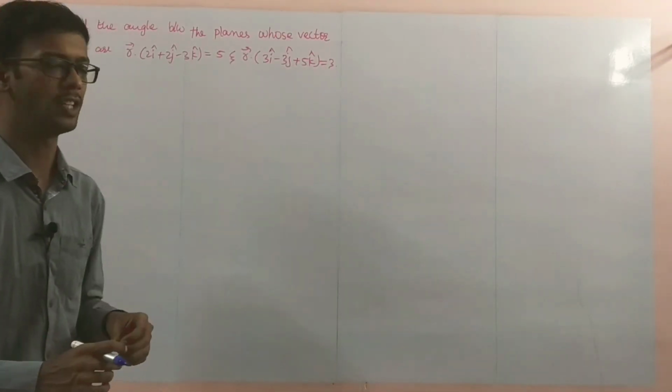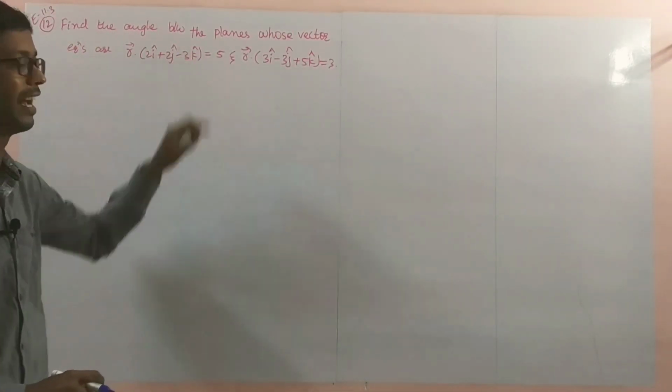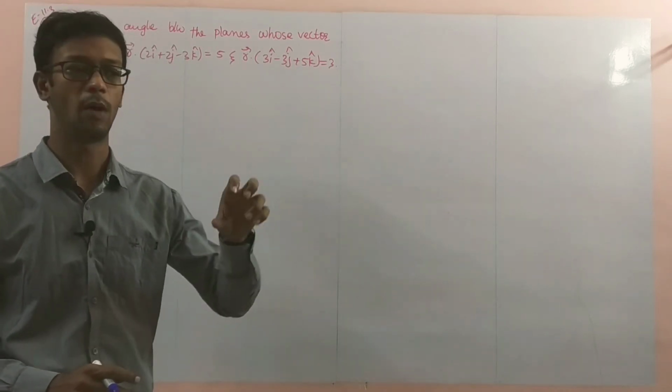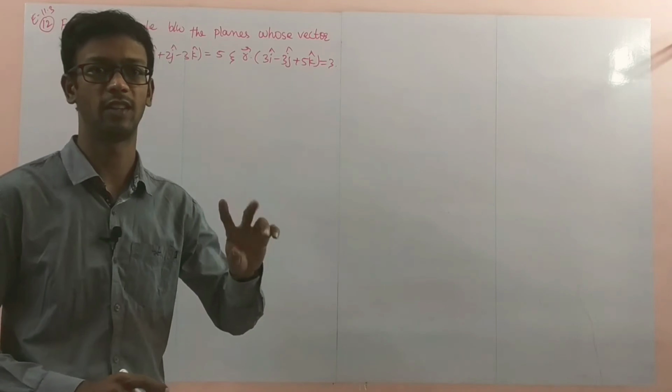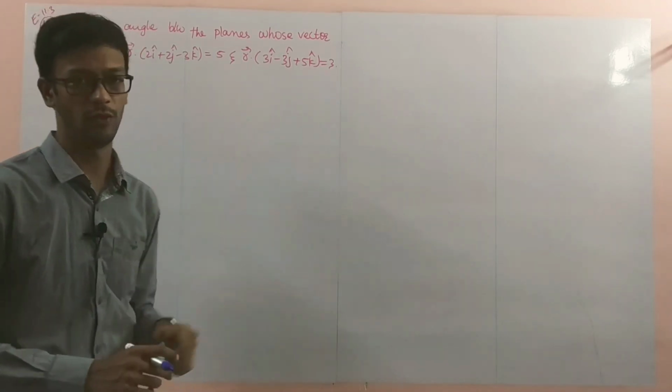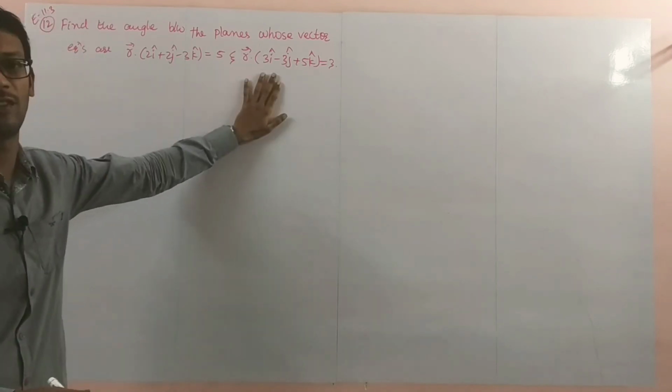Next, exercise problem number 12. Find the angle between planes. Previous problems, the plane equation passing through intersection of two planes. Note point 1. Now note point 2 based problems. Angle between two planes. The two planes in vector form.